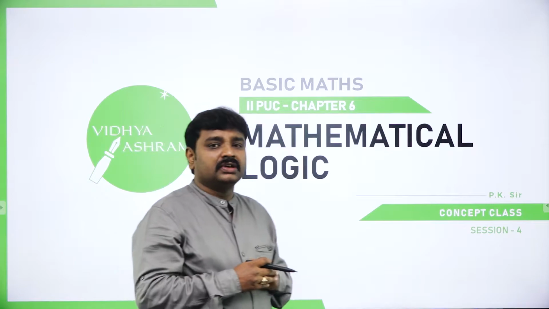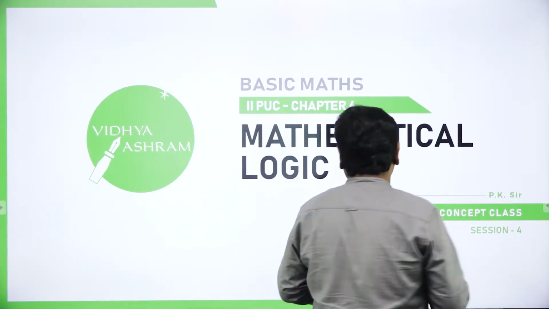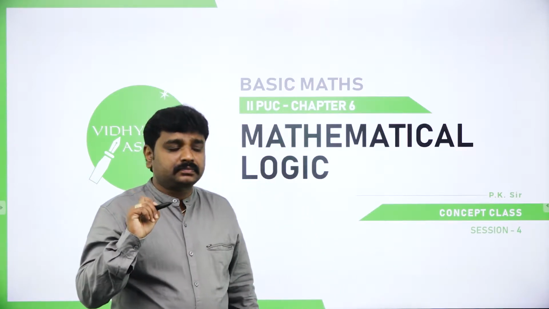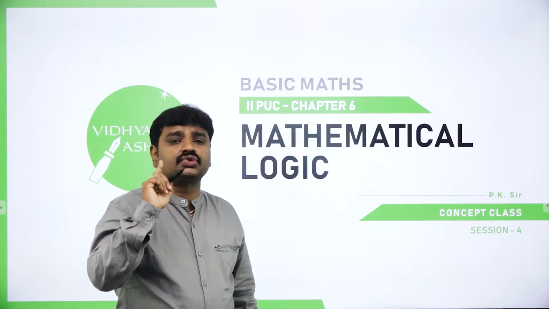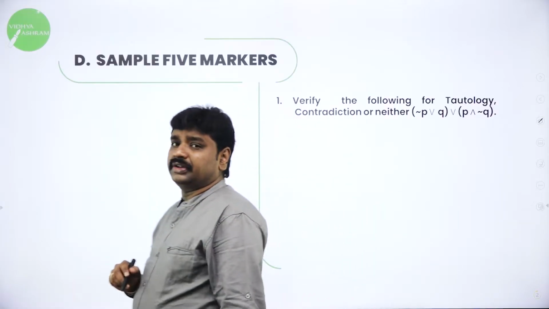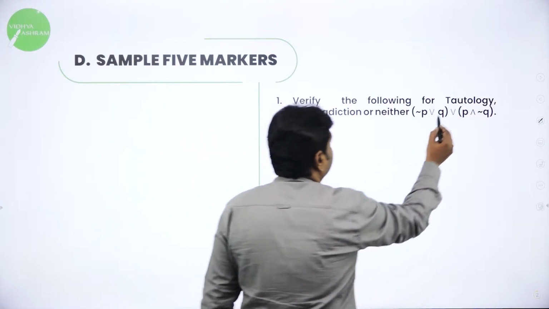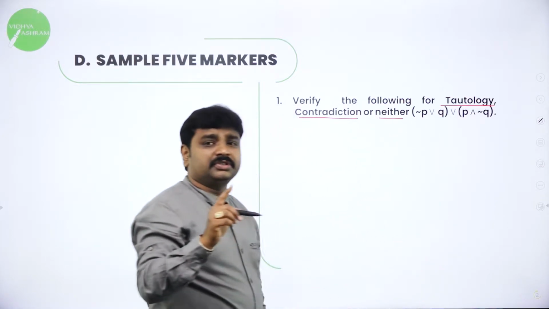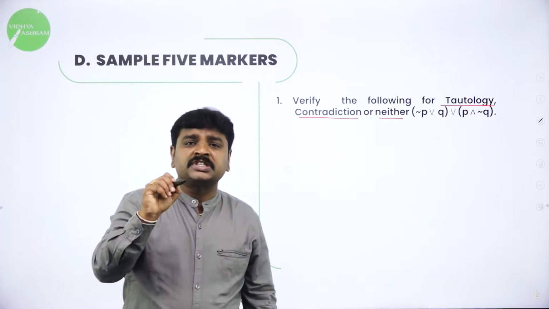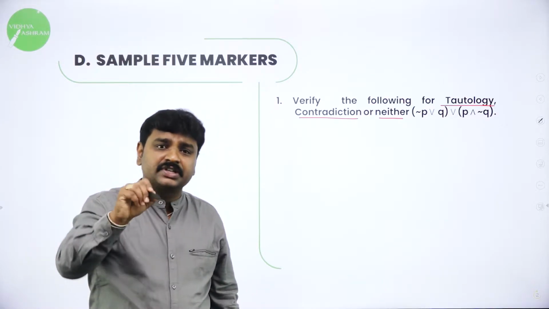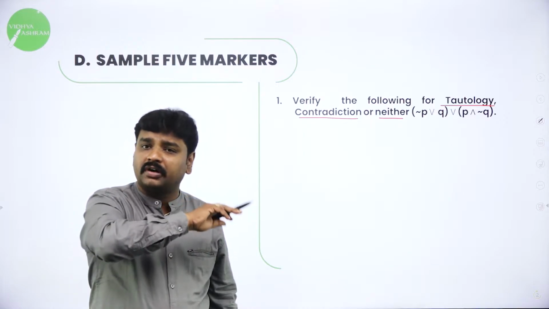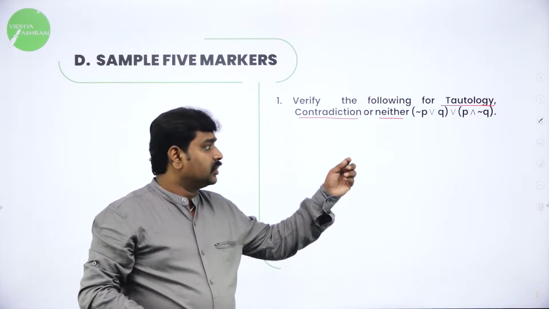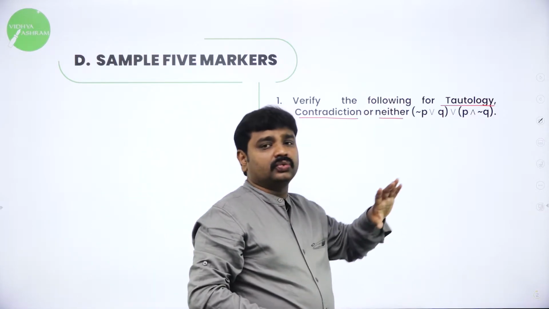Before we go to this, first let me say what is tautology. A compound proposition is said to be tautology if it is true for all its truth values. Questions will be in the form: verify whether the following is tautology, contradiction, or neither. Tautology means a compound proposition is said to be tautology if it is always true for all the possible combinations of truth values of its components. So, however you combine the components, the final answer you should get is true. So, we will see this.